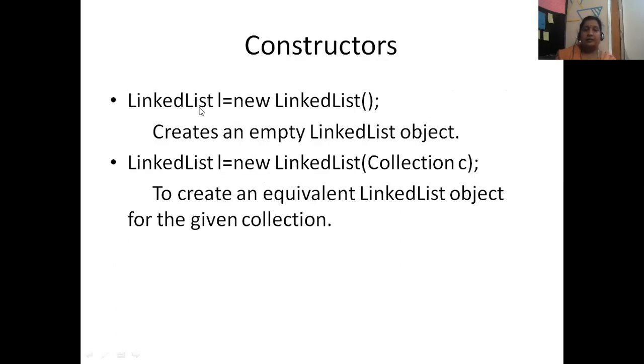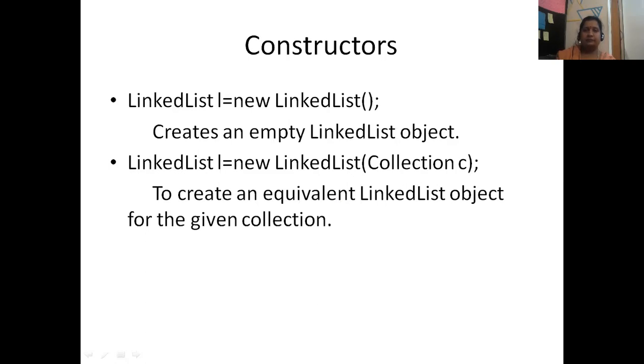Next, linked list. Each and every class we have constructors and methods. What are the constructors? This linked list has two constructors. Array list has three constructors: one is with empty capacity, default capacity, with initial int capacity, then collection. Here, LinkedList l = new LinkedList(), just linked list of, creates an empty linked list object. LinkedList l = new LinkedList(c), with collection, means to create an equivalent linked list object for the given collection.